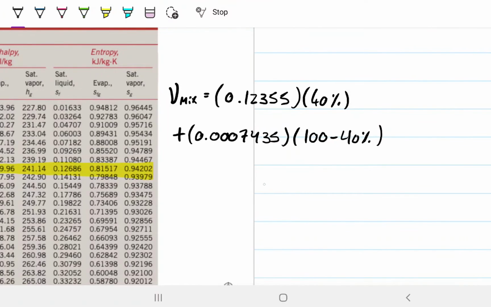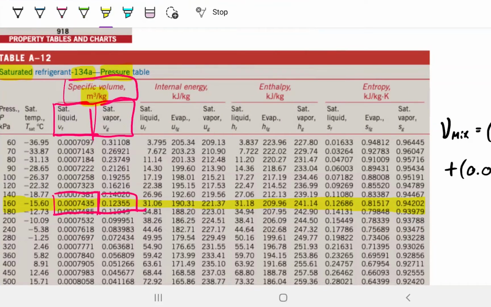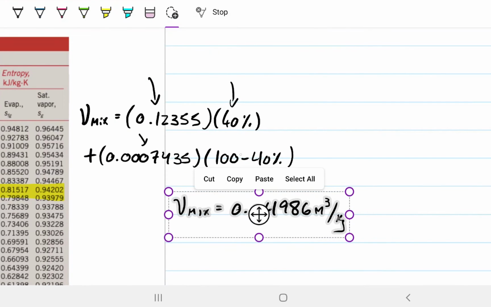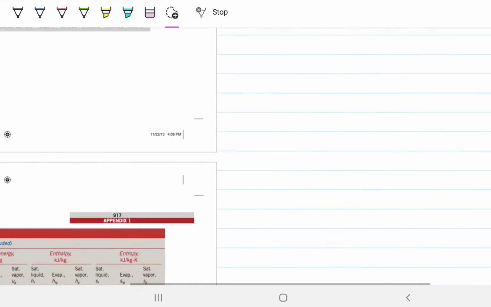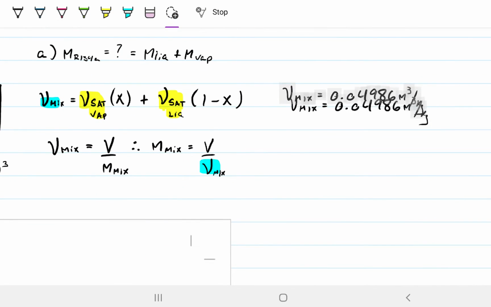Okay, we do this math here, and we end up finding that the specific volume for the mixture is 0.04986. The unit has to be exactly the same unit as these guys here because I'm not changing anything. I'm just multiplying by a ratio, right? And you can check the unit here, meters cubed per kilogram. And what I can do now is grab this value and happily go back up there where we laid down the equations. So this is the answer to this part.